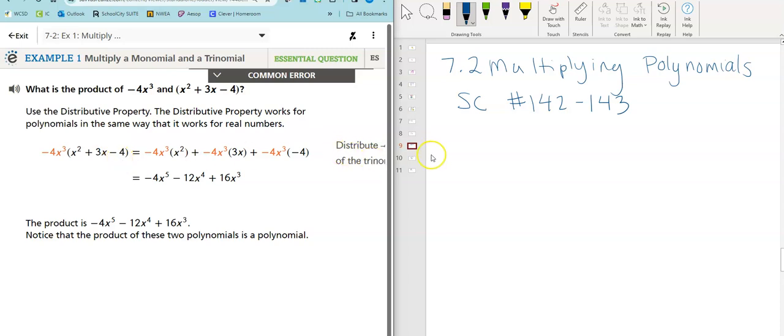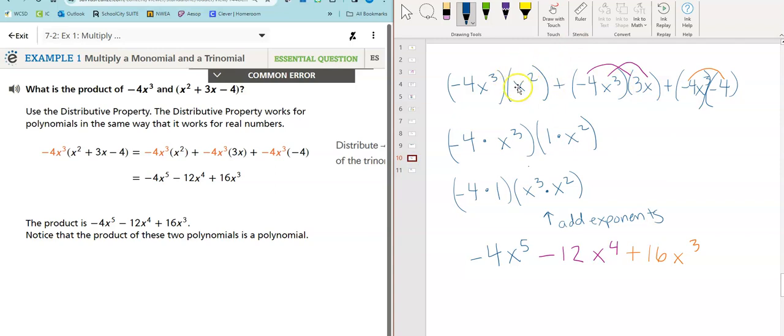So if I go down here, you can kind of see here I rewrote them because they kind of jump from here. They show you the negative 4x to the third times x squared, and then they jump straight to the answer. But as a review on this side, the way that we multiply terms together is you multiply your coefficients separate from your exponents.